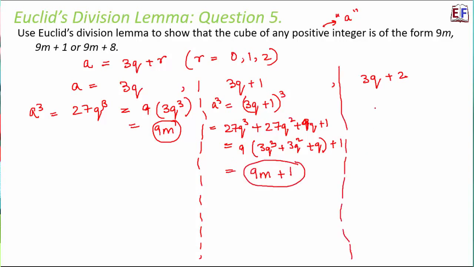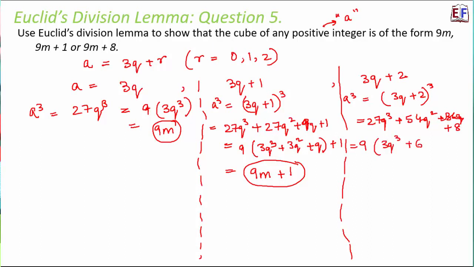Similarly, if we look at the third situation, we see that a cube is equal to 3q plus 2 whole cube. That is equal to a cube plus b cube plus 3ab into a plus b. So this is equal to 27q cube plus 54q square plus 36q plus 8. So this can further be written as 9 into 3q cube plus 6q square plus 4q, plus 8. So this again has been written in the form of 9m plus 8. So we see that a cube of any positive integer can be written in one of these forms.